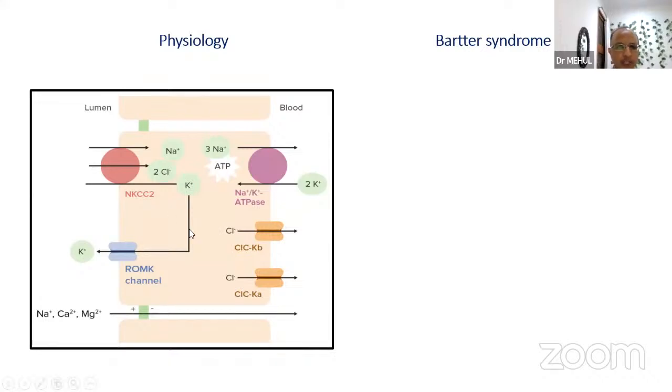The positive potential difference generated by the reabsorption of sodium chloride results in the net movement of positively charged ions, mainly sodium, calcium, and magnesium, across the paracellular pathway into the interstitium and the blood compartment. So this is what happens physiologically.